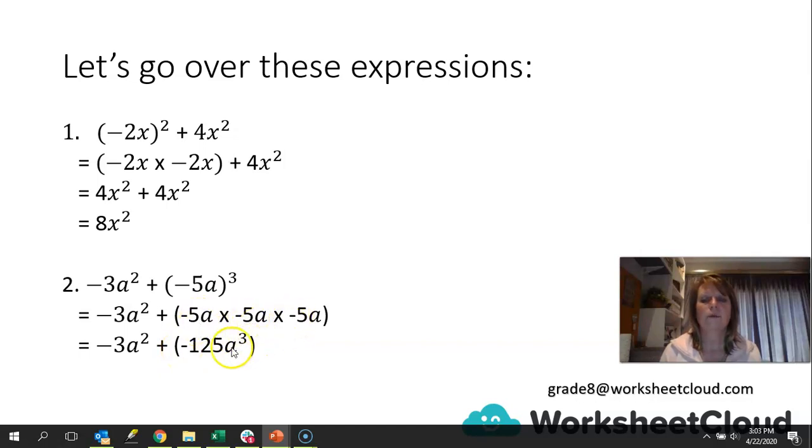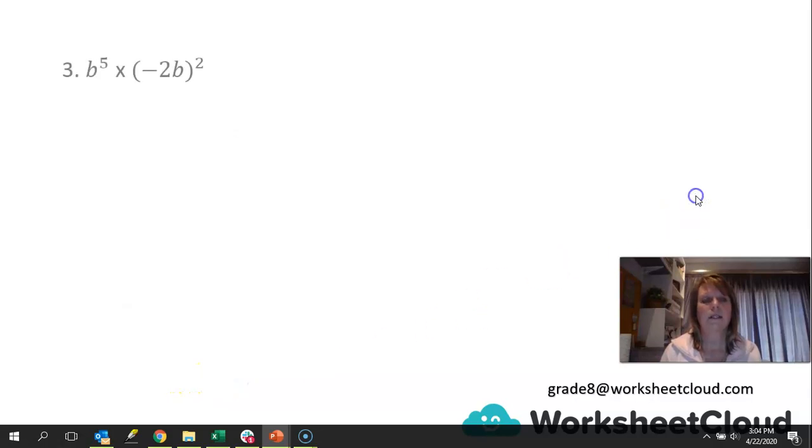5 times 5 times 5 is 125. A times a times a is a cubed. And we're going to say minus 3a squared plus minus 125a cubed. We then write it as minus 3a squared minus 125a cubed. Nothing more can be done. It stays as is because they are unlike terms.